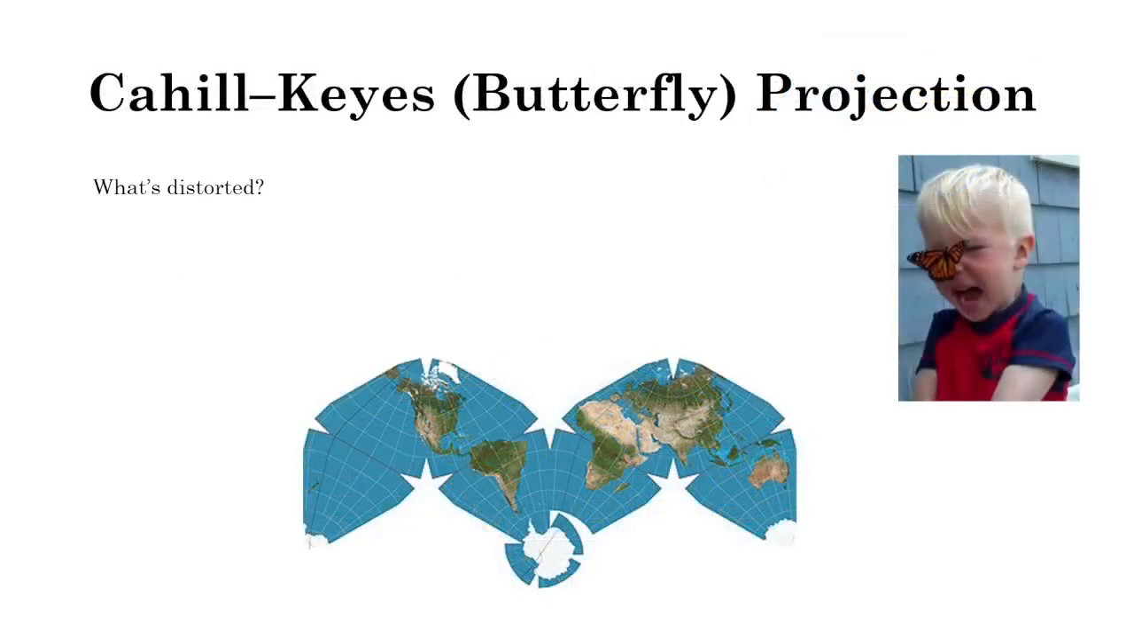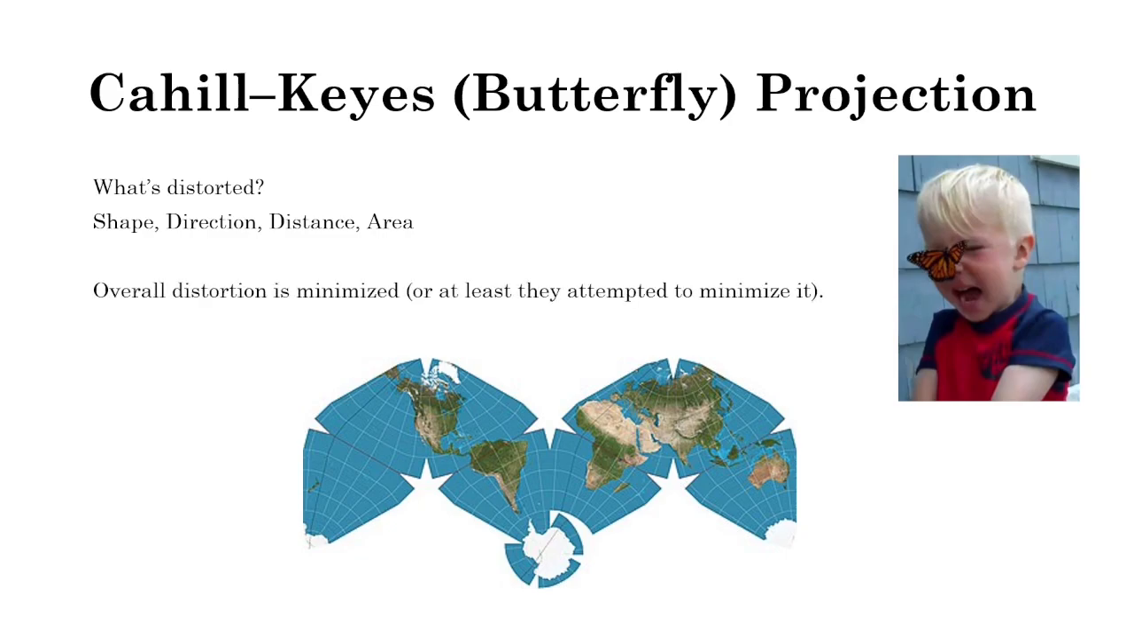All right, now let's look at the butterfly projection here. This one's kind of crazy as well, but it kind of looks like a butterfly. What's distorted? Oh my goodness. Well, shape is obviously distorted. I mean, look at how curved some of the countries are. Direction is distorted. Clearly, there's a big gap between Europe and North America. Distance is distorted because of that gap, and area is distorted as well. It's one of those compromise projections where they have attempted to minimize overall distortion. This one, to me, has a lot more distortion than the Robinson projection.